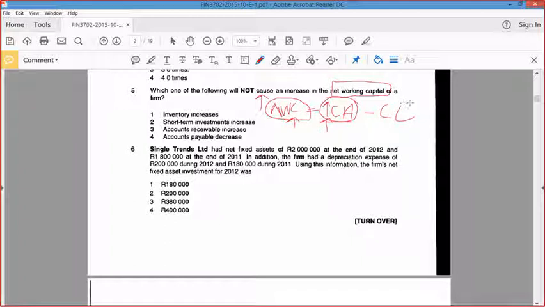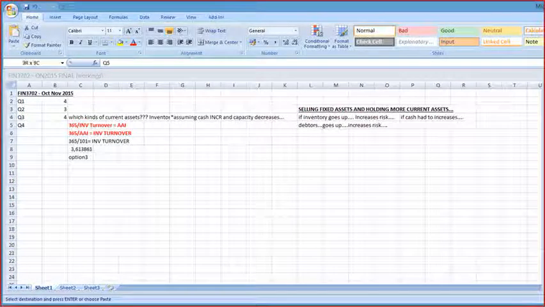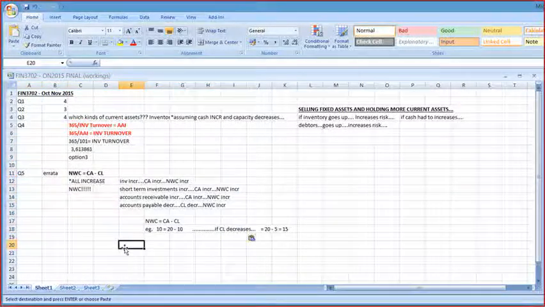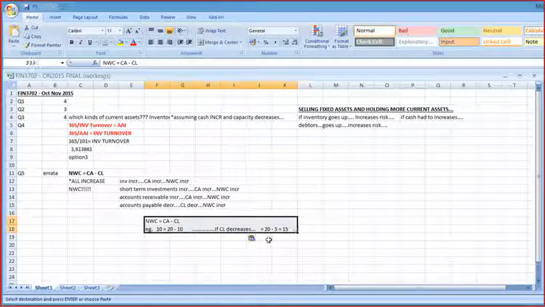Right, so if the accounts payable decrease, meaning if this figure goes down, what happens to net working capital? It will go up. Okay, so all of these are going to increase net working capital. Right, so there's a problem with question 5, because all of these options will increase net working capital. We just spoke about the first ones, the third one, and the fourth one. I've even shown a diagram here for the last one.